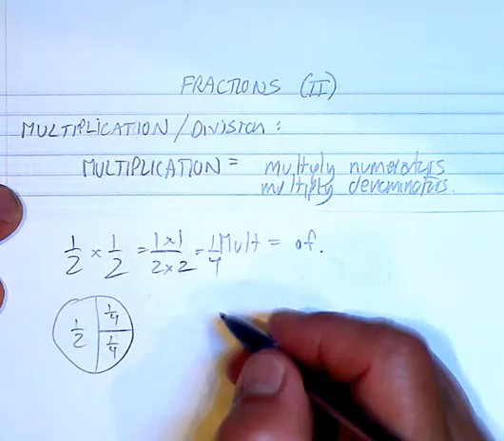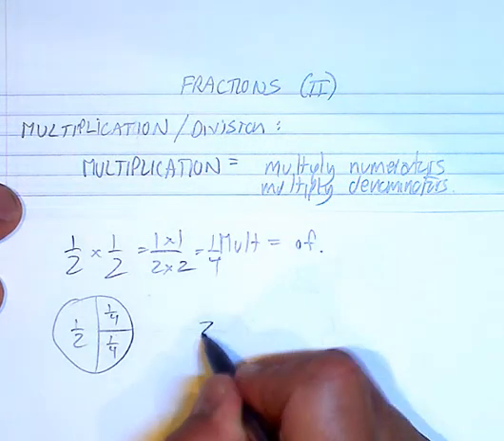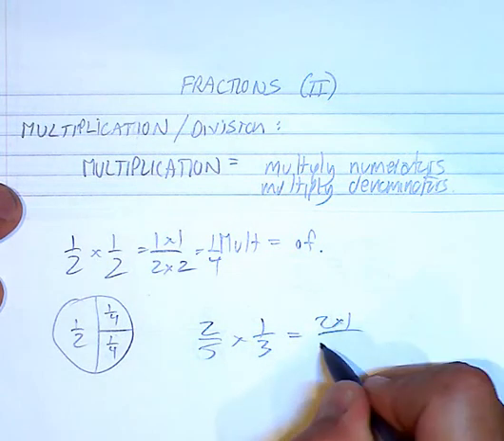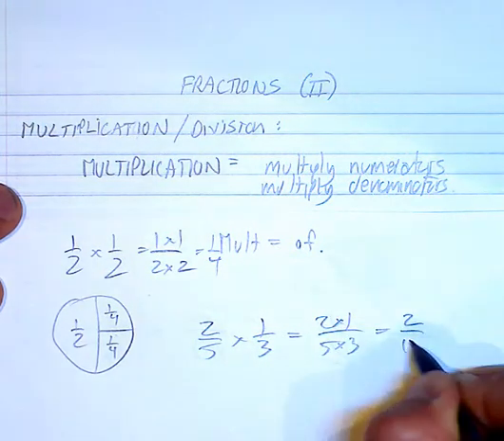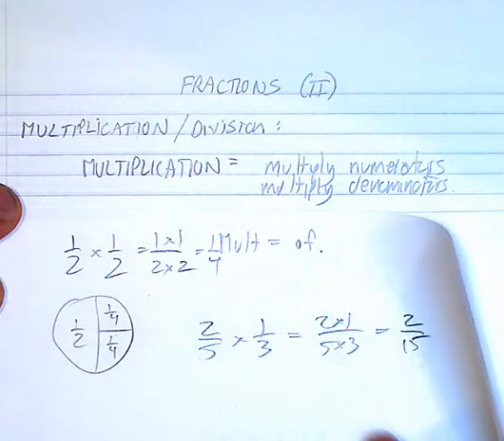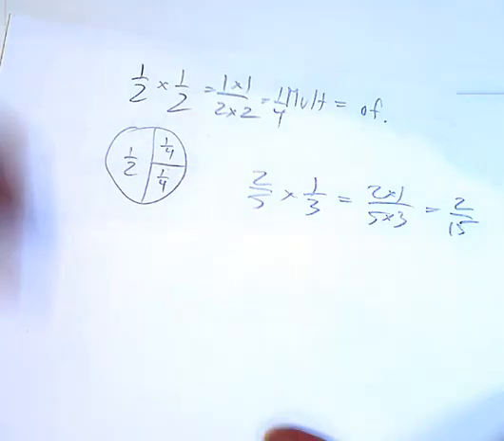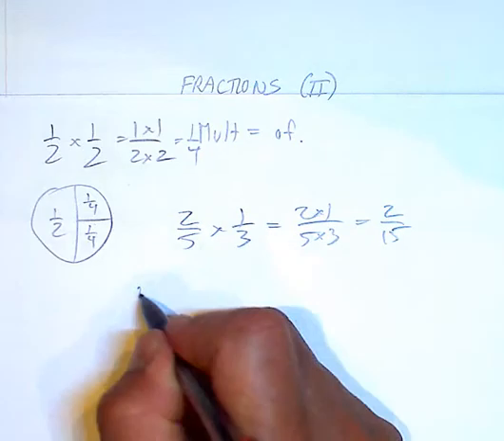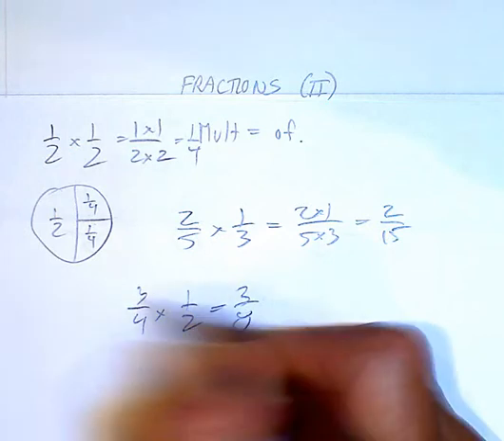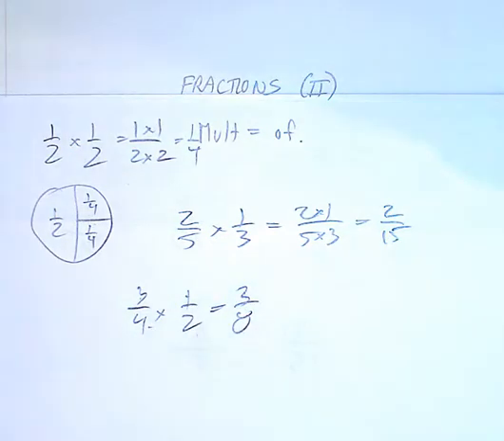So let's just check something else out here. Let's go 2/5 times 1/3. Okay, so 2 times 1, 5 times 3, you get 2/15. Nothing too hard here. I don't think I can reduce that, so it's all good. How about if I have something else like 3/4 times 1/2? That gives me 3 times 1 is 3, 4 times 2 is 8. So still, that is your final answer.